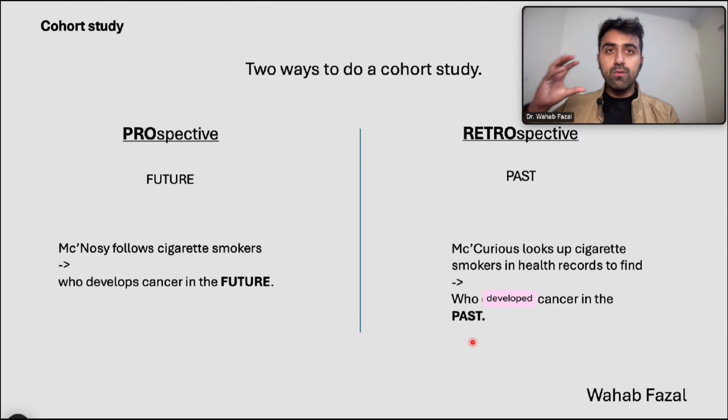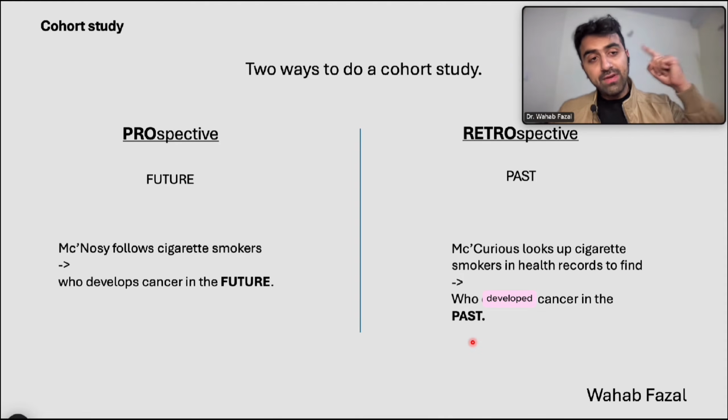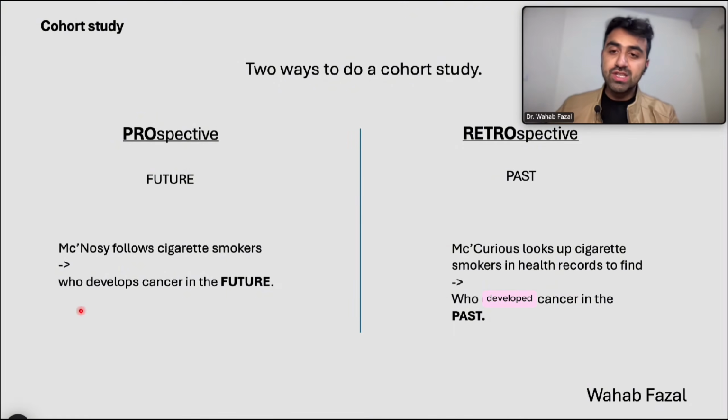One is that you could follow up a group of people who eat a lot of oily foods, see if they develop cardiovascular disease in the future or not, right? This is the prospective way of doing the same study. And the other way is that you see in the community all of the people who have had a lot of oily food and see if they have cardiovascular disease. This is a retrospective study.